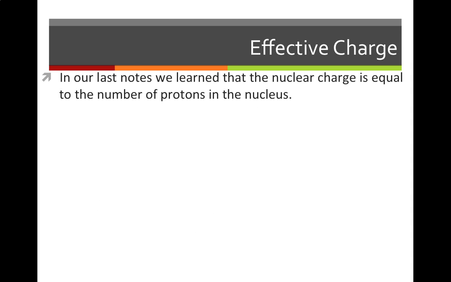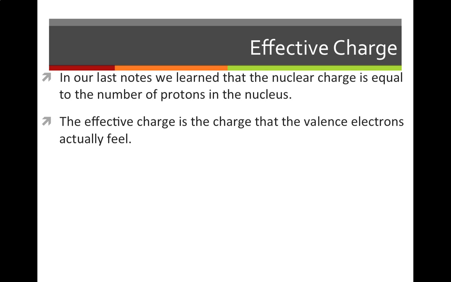The effective charge, we talked about that in our last notes when we learned that the nuclear charge is equal to the number of protons within the nucleus. And the effective charge then is the charge that valence electrons feel. The valence electrons are the outermost electrons. Those outermost electrons are going to feel a charge from the nucleus, but it's not necessarily going to be the full charge of the protons.